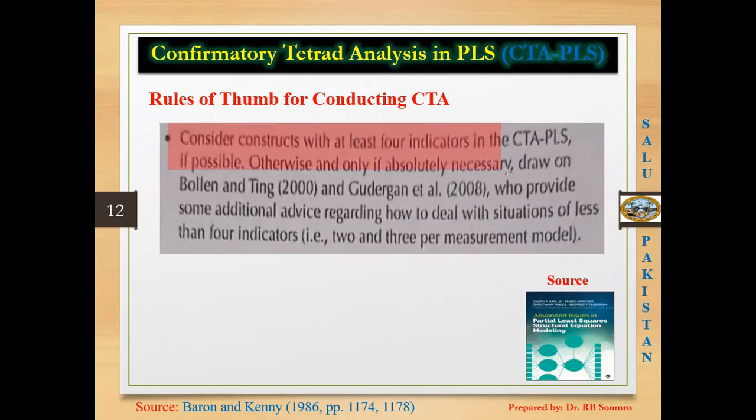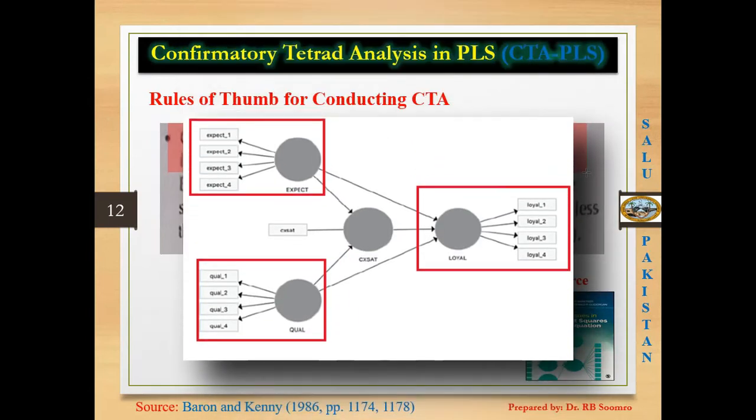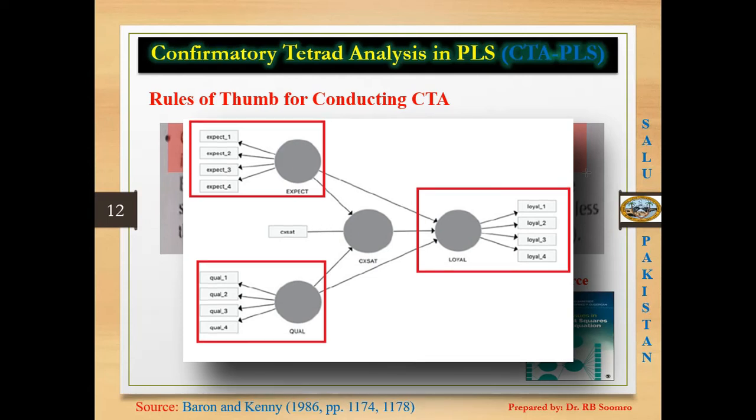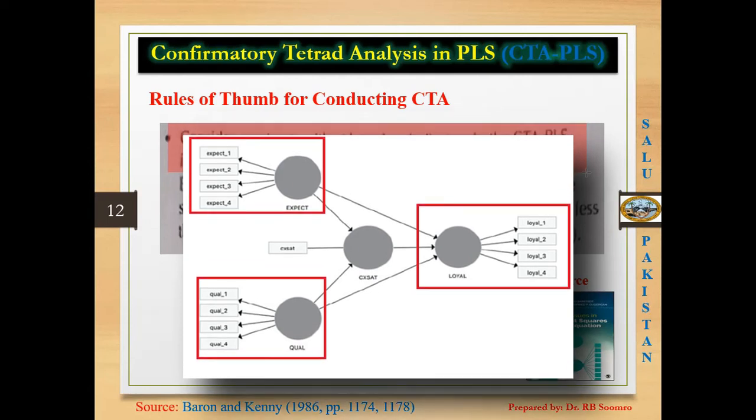Consider constructs with at least 4 indicators in the CTA. This is the biggest limitation of this technique, confirmatory tetrad analysis. At least it should have 4 indicators. You are looking at the model here, the same model I showed you earlier, where there are 3 indicators. If you apply this technique to any construct which has 3 indicators, it may not work properly.